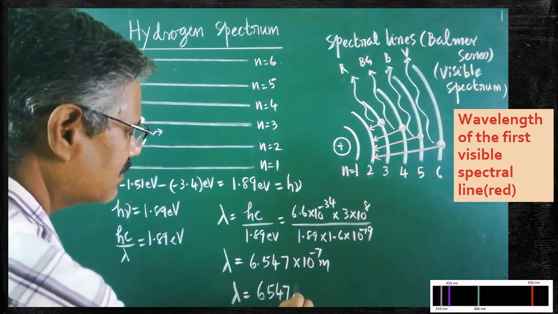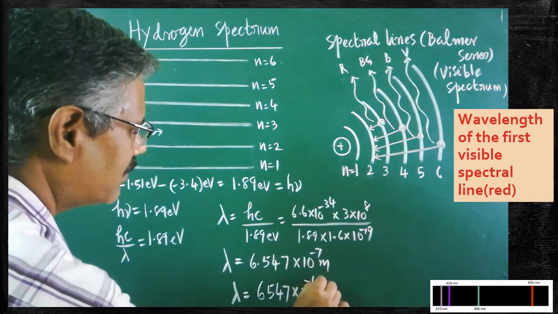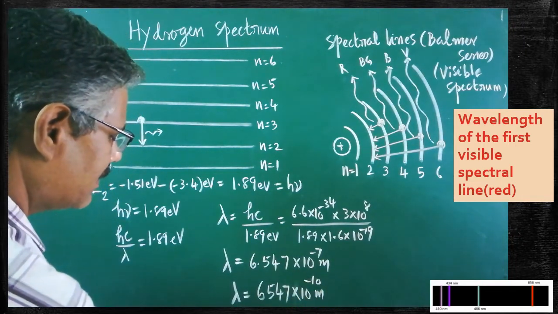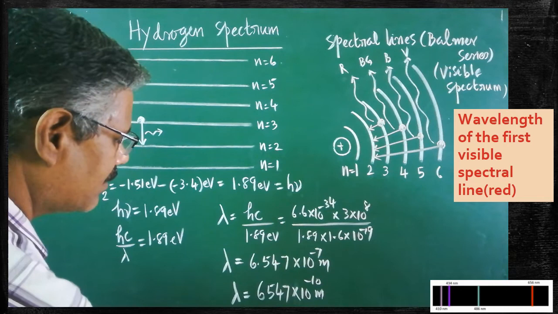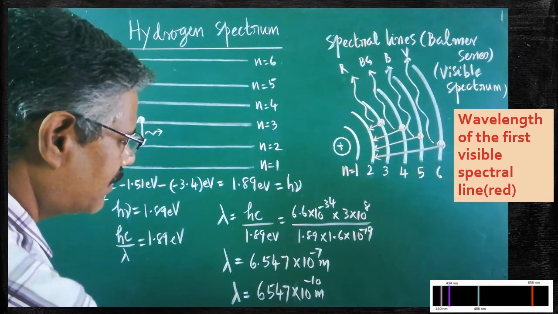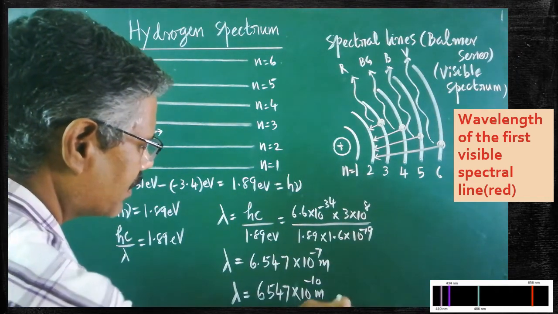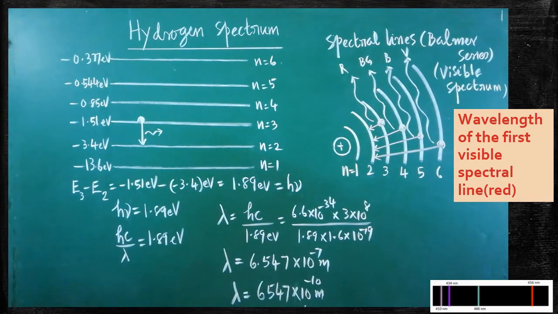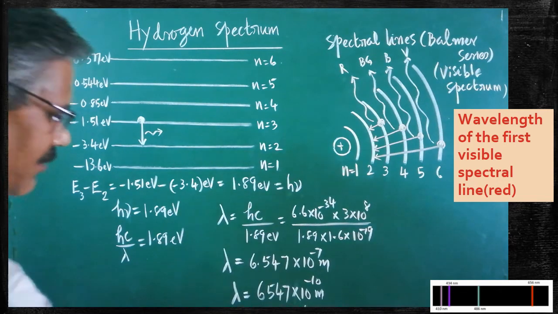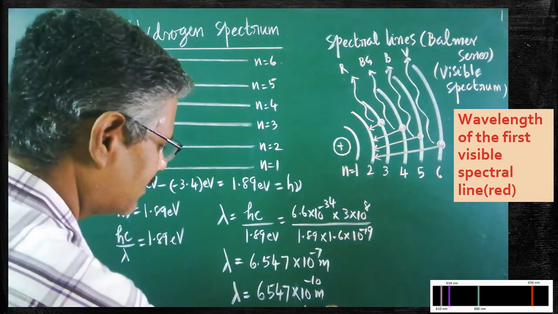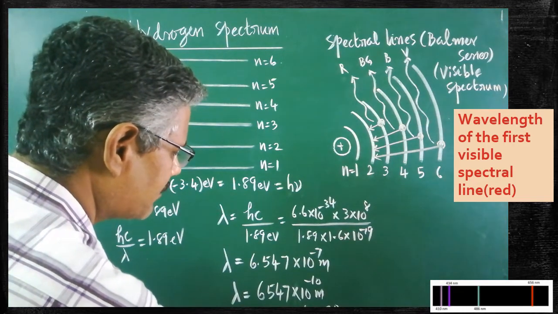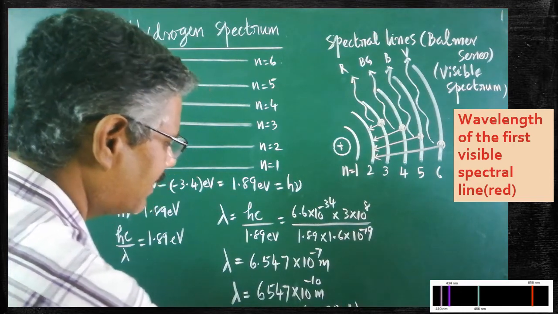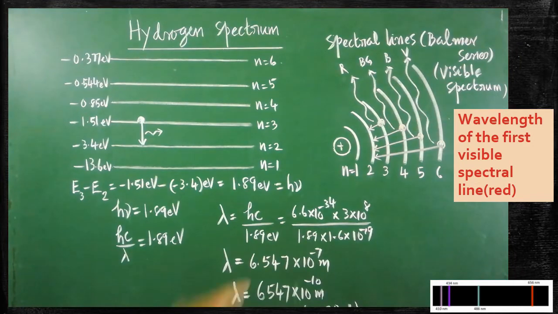This can be written as 10 to the power of minus 10 meter. After conversion, the wavelength of the spectral line can be obtained in terms of Angstrom. So this is the wavelength of the emitted spectral line. If you find out whose wavelength it is from the spectral chart, it shows that the spectral line will be red in color. Are you clear? So the emitted spectral line will be red in color.